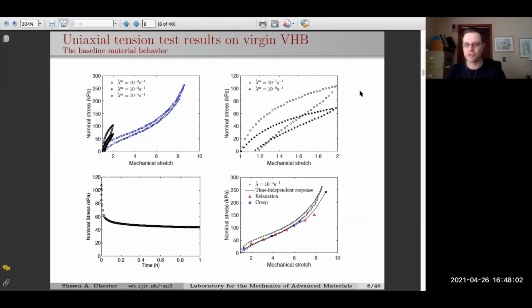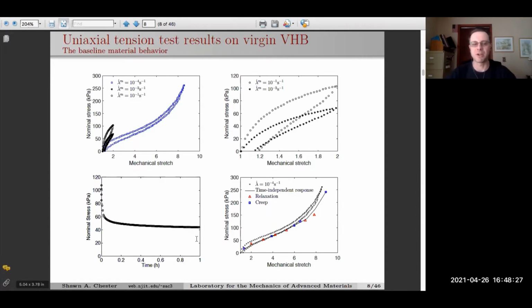So we're going to a stretch of 2. That means the sample's now twice the length that it used to be. Loading goes up here, and unloading goes down like this. This is not plasticity, it's viscoelasticity. And we see that it's rate dependent and it behaves as a normal viscoelastomer would.